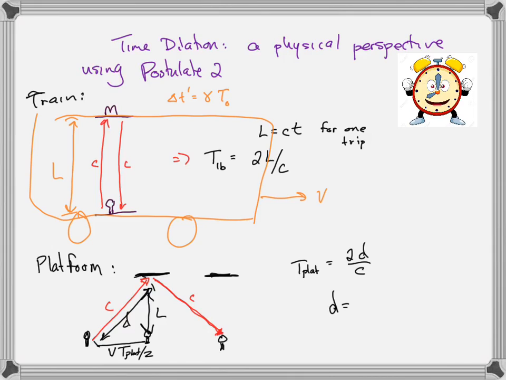And so the distance D, oh, careful here. No, I did that right, sorry. I thought I made a factor of 2 mistake. The distance D is the square root of V T platform over 2, squared, plus L squared.